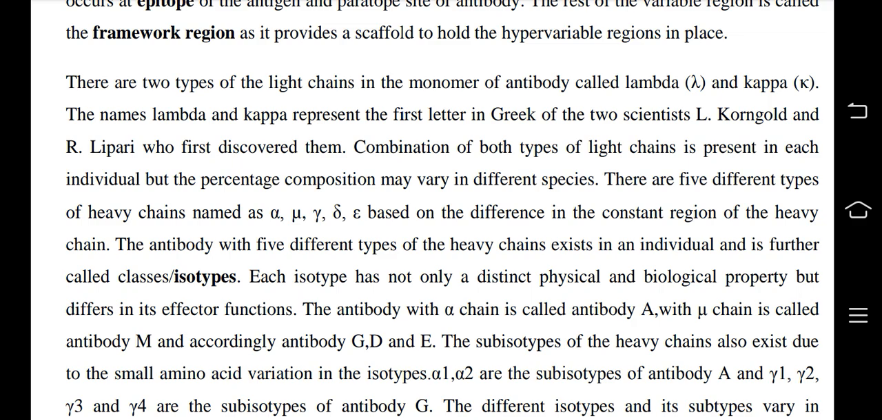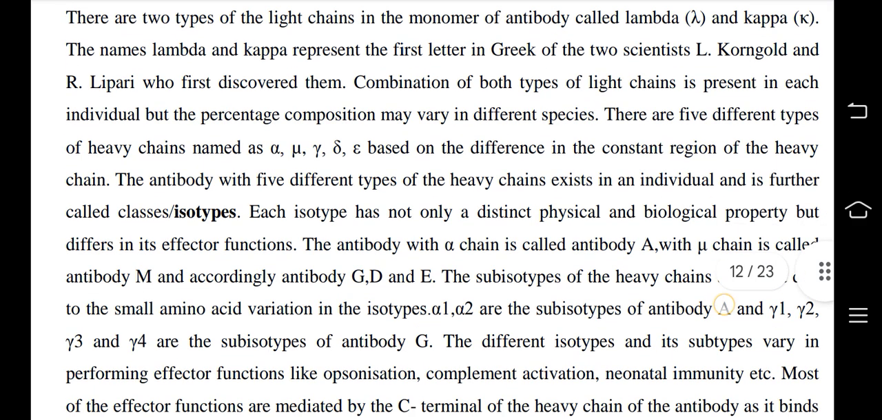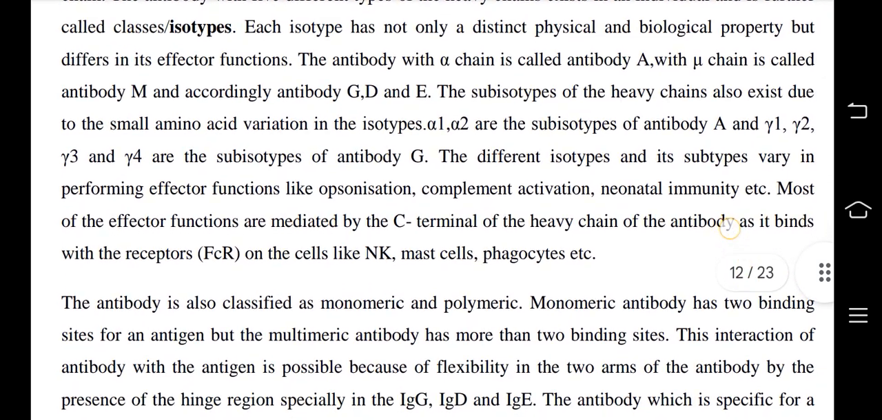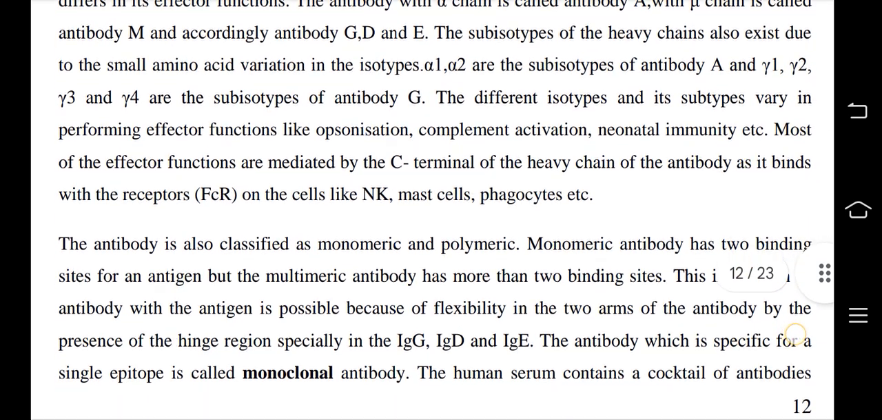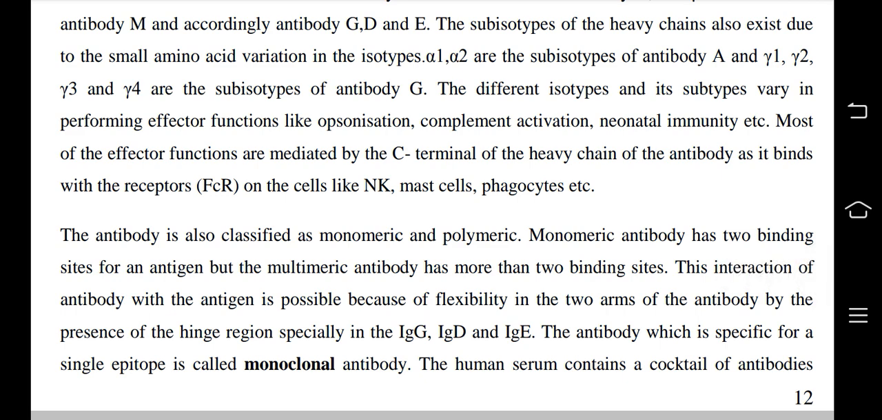The subisotypes of the heavy chains also exist due to small amino acid variation in the isotype: alpha 1 and alpha 2 are the subisotypes of antibody A, and gamma 1, gamma 2, gamma 3 and gamma 4 are the subisotypes of antibody G. The different isotypes and their subtypes vary in performing effector functions like opsonization, complement activation, neonatal immunity, etc. Most of the effector functions are mediated by the C-terminal of the heavy chain of the antibody as it binds with the Fc receptors on cells like NK cells, mast cells, phagocytes, etc.